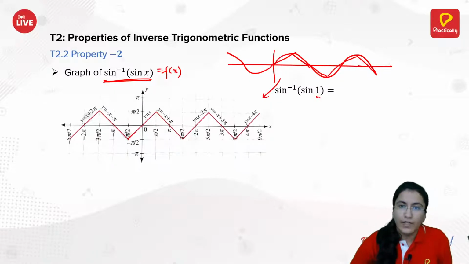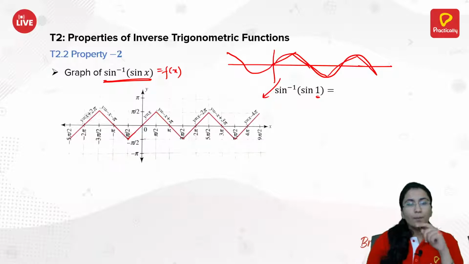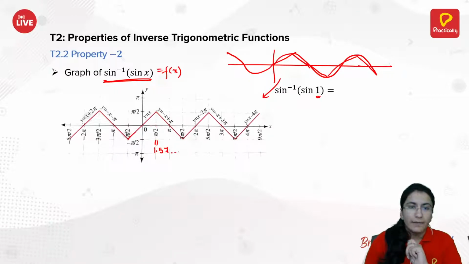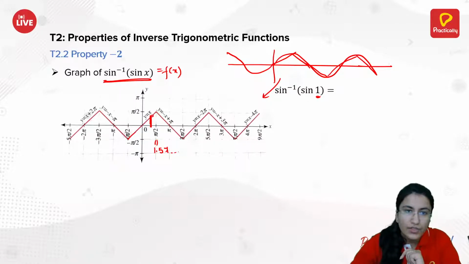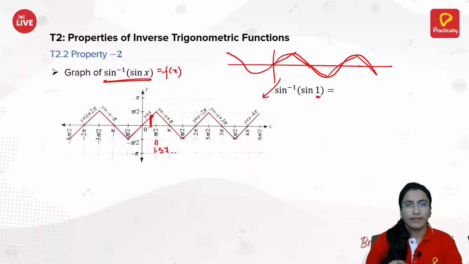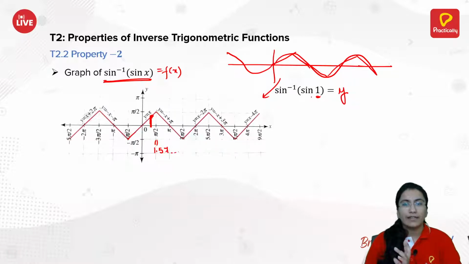Basically you can see that this value 1, you know pi by 2 is approximately 1.57. So the value 1 will lie to the left of pi by 2, somewhere over here. If you draw a perpendicular to the graph, that means you are touching the y equal to x line. Whatever value you have over here as the result for sine inverse sine x is the same as whatever value you supply over here.